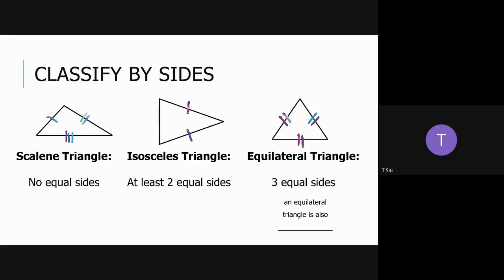An equilateral triangle is also an isosceles triangle because isosceles triangles have at least 2 congruent sides, but it can have more.